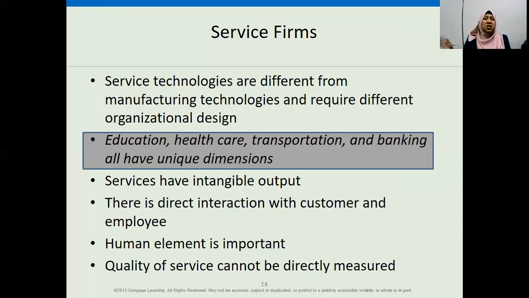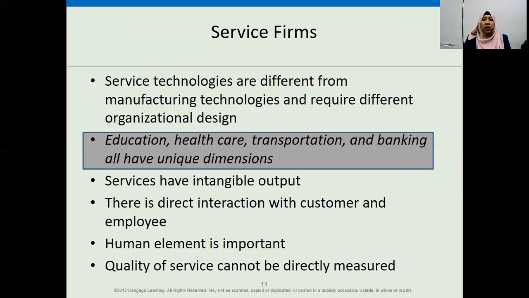So human element is very important, and the quality of the service cannot be directly measured. Certain companies say this is good quality, this one good quality. But we cannot say it because it is different from one part to another. From one quality system it will be totally different.